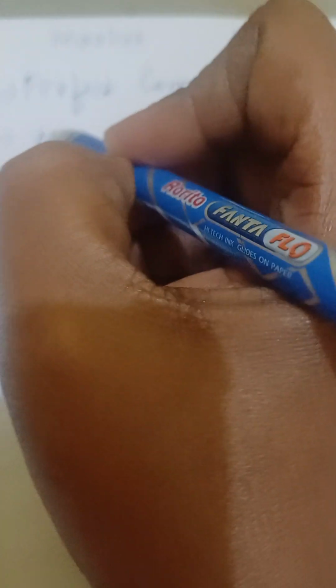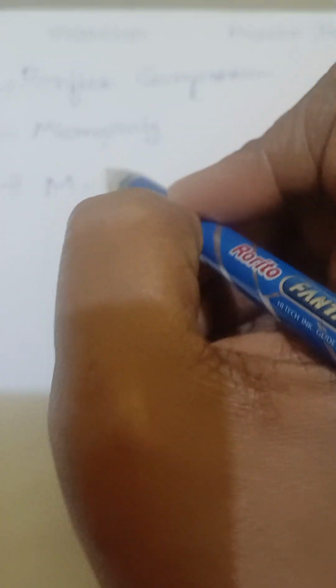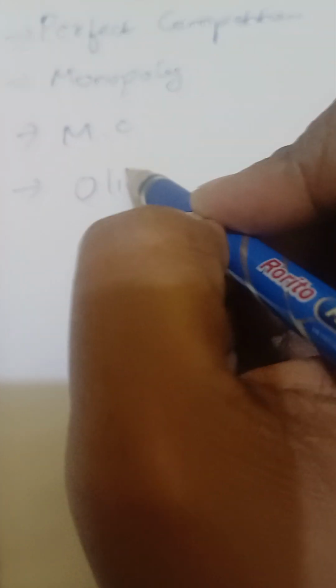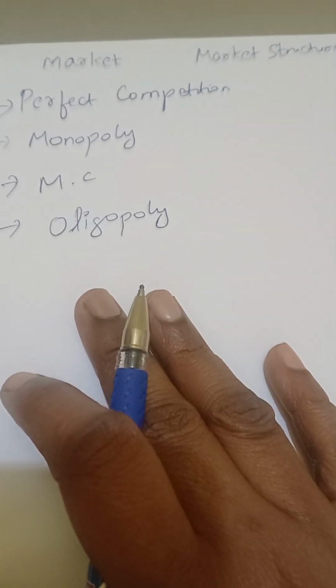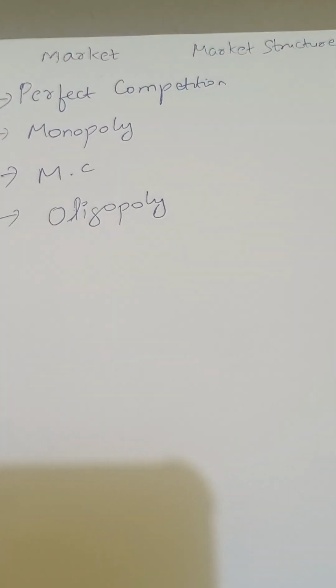Okay, so in that the three key market structures are perfect competition, monopoly, and monopolistic competition, and then you have oligopoly. Okay, so in that oligopoly is a very distinct market structure. So let me try to do the first three: perfect competition, monopoly, and monopolistic competition, right? So here you have PC, perfect competition.